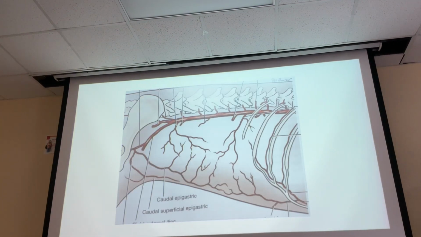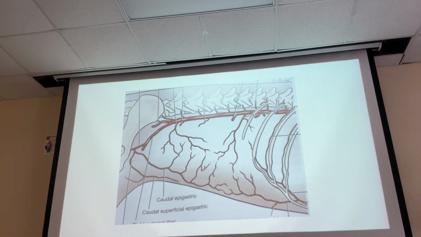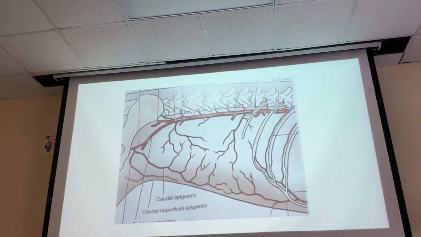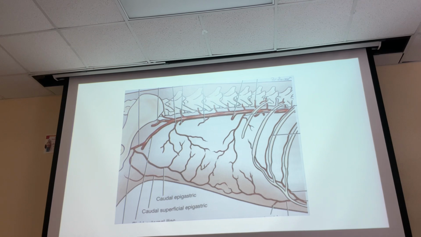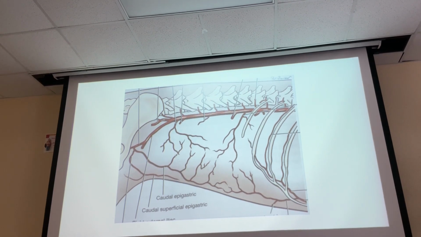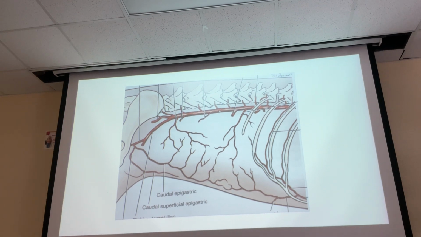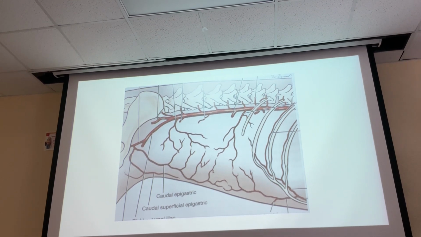Okay, let me skip to the blood supply. Now, this is the abdominal aorta. The abdominal wall blood supply is from 4 major arteries. How many arteries? 4 of them. You need to know them.